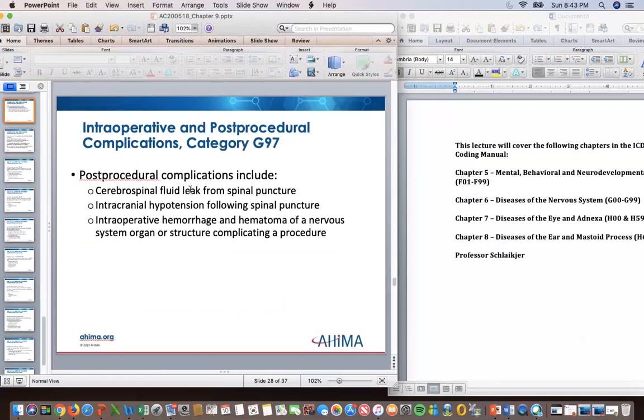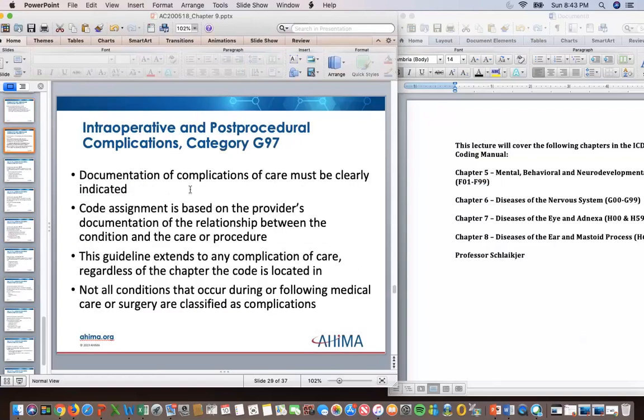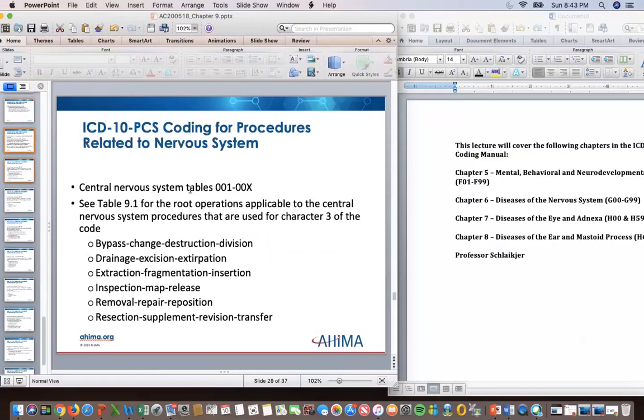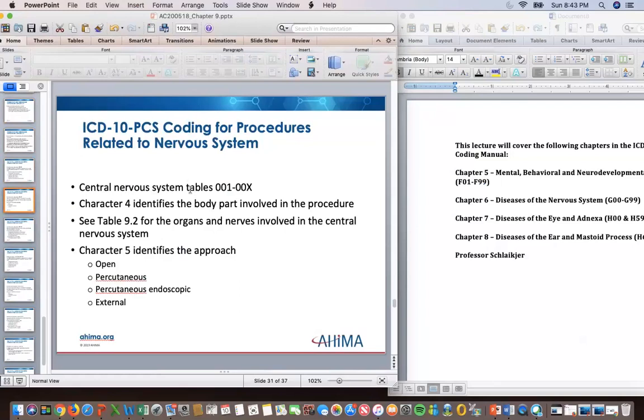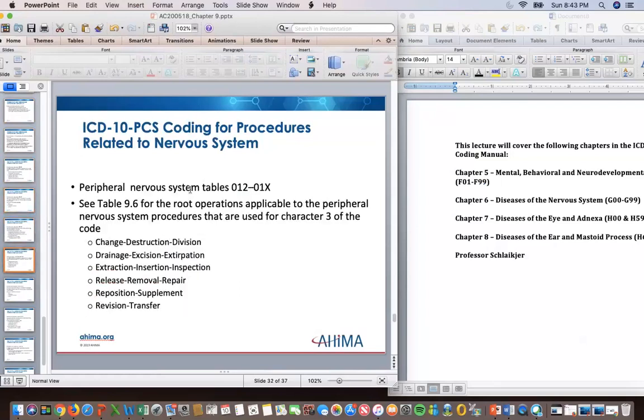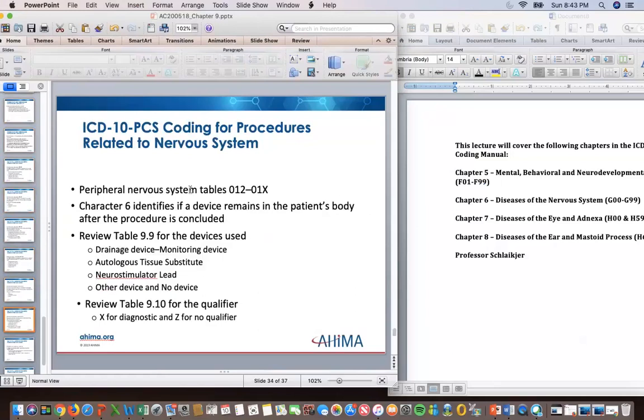Post-procedural complications, again, these are just a few of those that are listed and will be under category G97. Documentation of complications of care must be clearly indicated with any diagnosis that you're going to be coding. And then we hit the procedures. That's an entirely different section and class that you will have procedures for related nervous system. So I'll breeze through these just a little bit, and you should be familiar with those if you've actually studied procedures related to the nervous system.